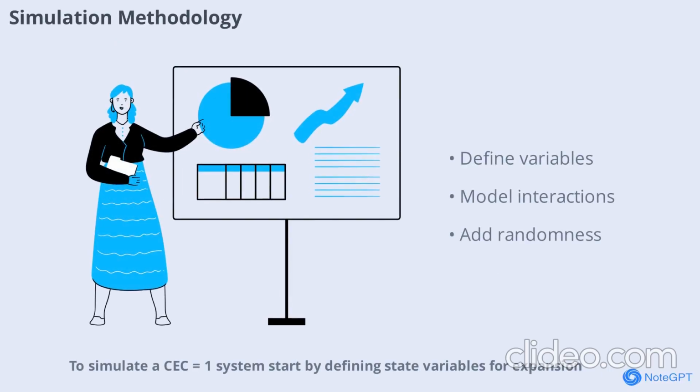How do we simulate a CEC = 1 system? Start by defining state variables for expansion and integration at every point in time. Use differential equations to model their interactions, discretize the system for computation, and introduce feedback loops. Add stochastic terms to reflect real-world unpredictability. Run the simulation over time, monitoring how the system maintains balance despite disturbances.